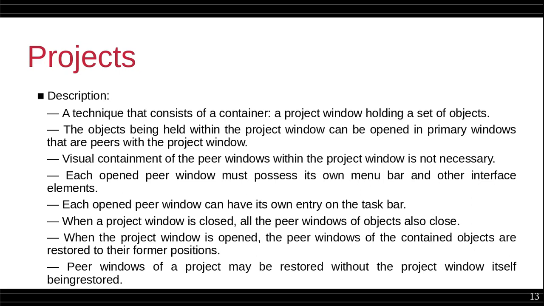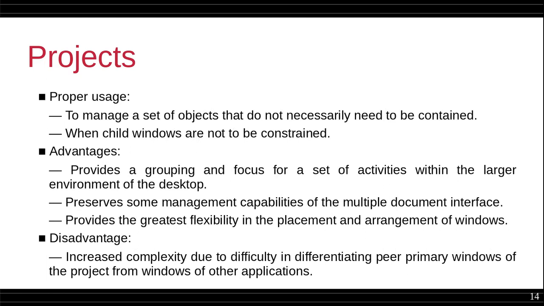Each opened peer window can have its own entry on the taskbar. When a project window is closed, all the peer windows of objects also close. When the project window is opened, the peer windows of the contained objects are restored to their former positions. Peer windows of a project may be restored without the project window itself being restored. Proper usage: to manage a set of objects that do not necessarily need to be contained, when child windows are not to be constrained.